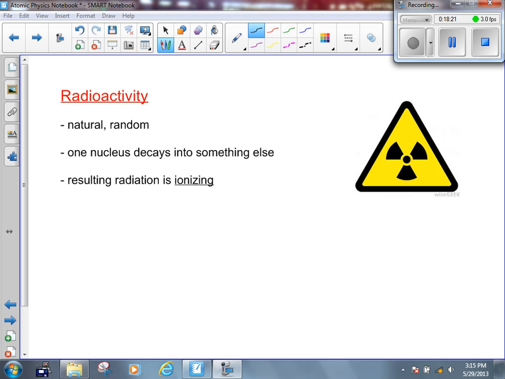It's a spontaneous process, it's a natural process, it's a random process in which one nucleus of one particular atom changes into something else. It decays into something else. And in the process of decaying into another nucleus, it gives off something, it produces something else, like an alpha particle, like the type of radiation that's given off of polonium-210.